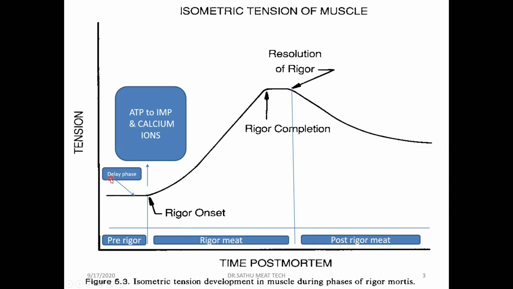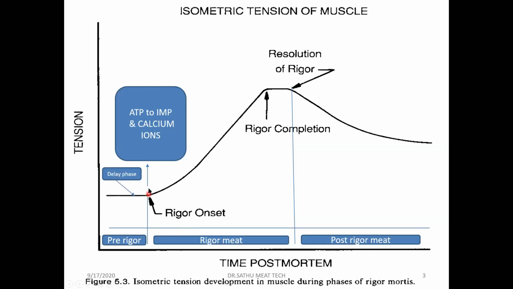Is it clear? So after the delay phase, generally the delay phase will continue in the normal carcass or normal animal up to the pH of around 6 to 6.2. So up to this pH, that is between 6 and 6.1 or 6.2, the delay phase will continue. You know the normal muscle pH is 7.1. During the anaerobic glycolysis, the pH decreases because of the accumulation of lactic acid. So when it attains the pH of around 6 or 6.1, there is the shifting from the delay phase to the onset phase.